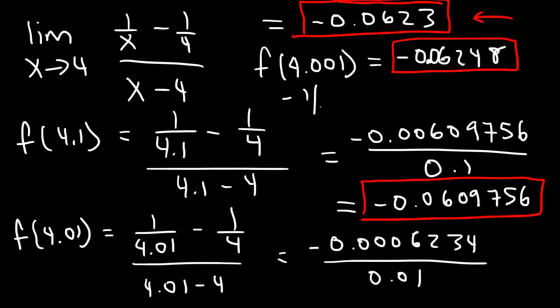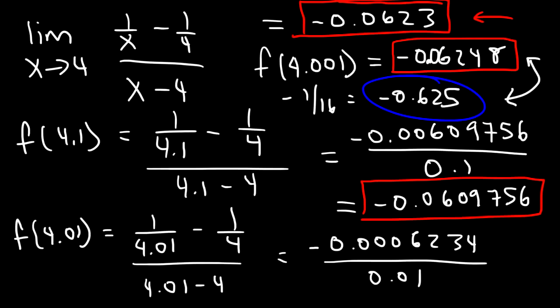Now, negative 1 over 16, if you type this in your calculator and convert it to a decimal, this is negative 0.0625. As you can see, these two answers are very close, even though they're not exact. But as x approaches 4, as it gets closer and closer to 4, this value is convergent to negative 1 over 16, or negative 0.0625. I keep forgetting the 0, but that's supposed to be 0.0625.